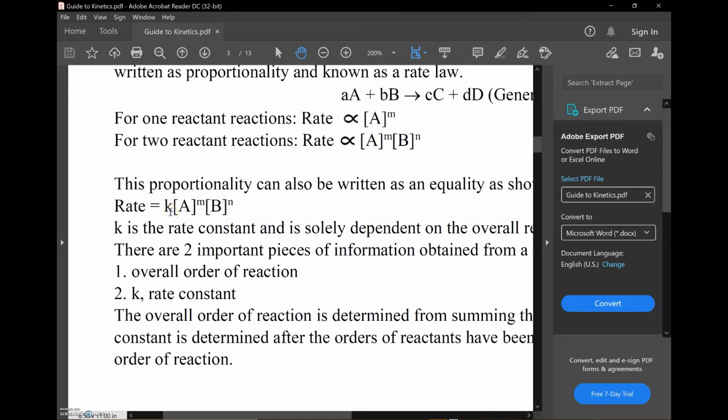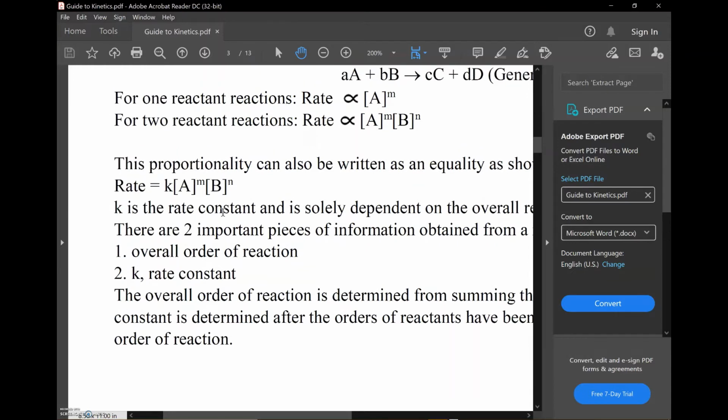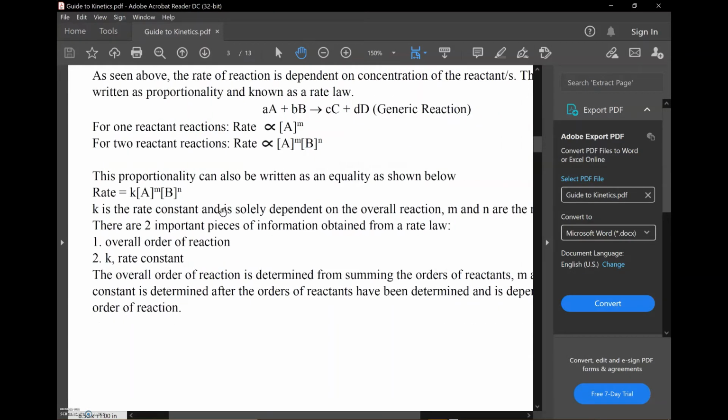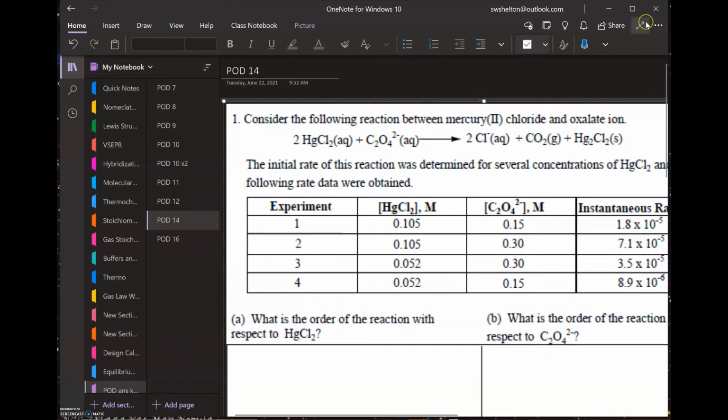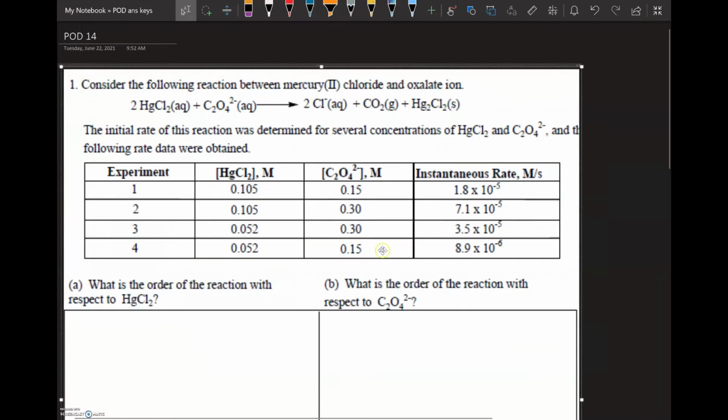K is a rate constant, and then you have your concentration of your two reactants, and then you have M and N. M and N are the orders of reaction with respect to each reactant, and the sum of M and N actually yields the overall order of the reaction. So in this particular problem set, we're going to focus on the rate law and trying to determine what M and N are, and ultimately the overall order of reaction.